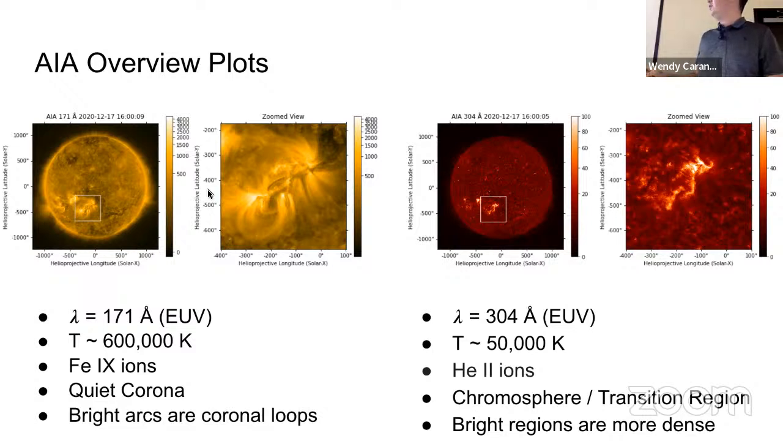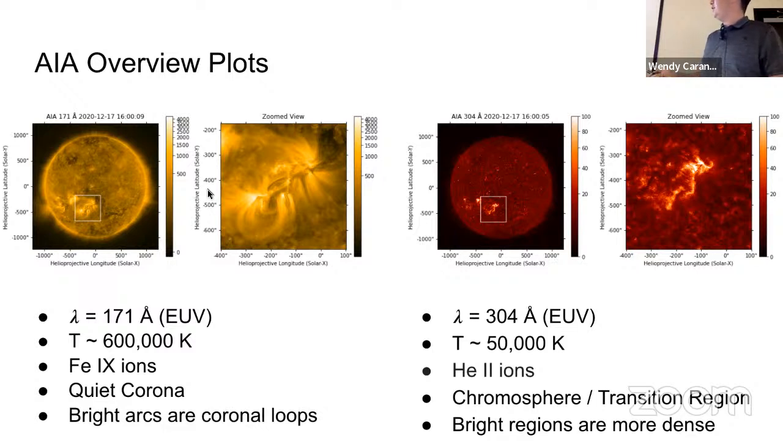So for the 171 image, 171 angstroms, this is in the extreme ultraviolet range, and it's studying the corona. In particular, it's the quiet corona, so that's a temperature of about 600,000 Kelvin, although other parts of the corona can get up to 1,000,000 Kelvin. With 171 angstroms, we were primarily looking at iron 9 ions, and so it's very good for seeing what we call corona loops, these bright arc things right here. Corona loops are basically just plasma following the magnetic field lines in the active region.